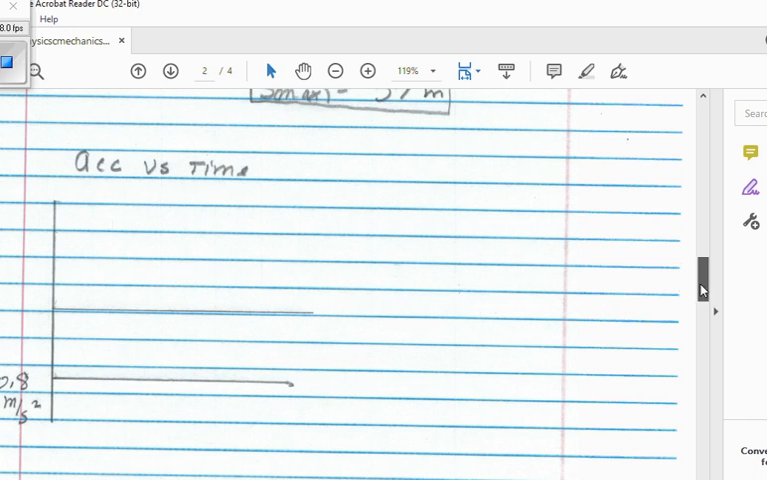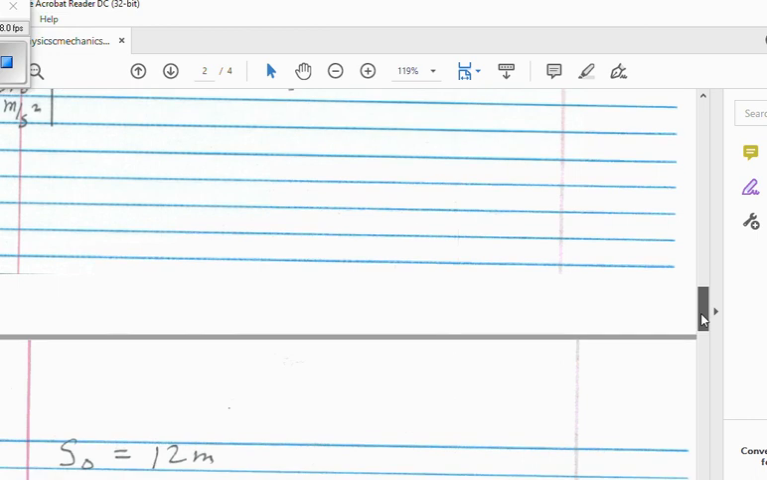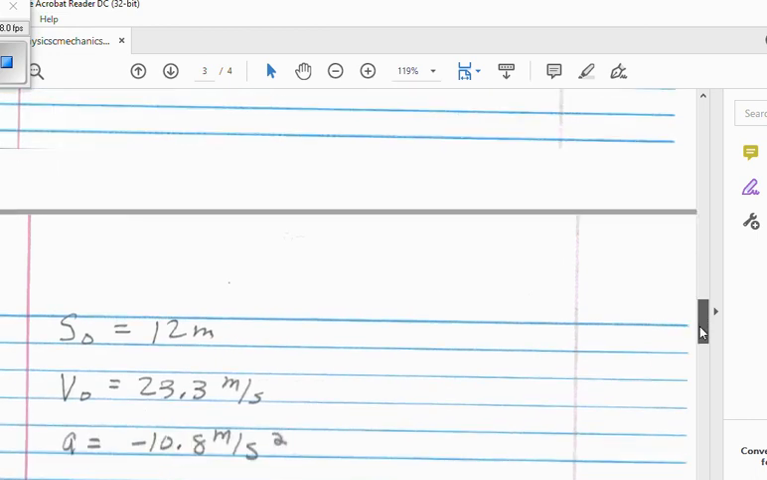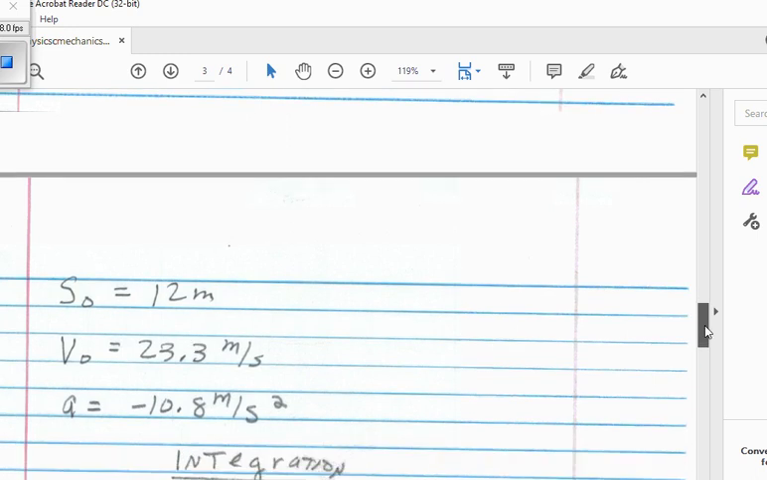Now looking at integration, it's the opposite. We're going to take the antiderivatives here. But before we do that, let's take a look at our constants here. We know beginning displacement is 12 meters. We know beginning velocity is 23.3 meters per second, and we know that we have a constant acceleration of negative 10.8 meters per second squared. Okay, now when we start integration, of course, it is the area under the curve.